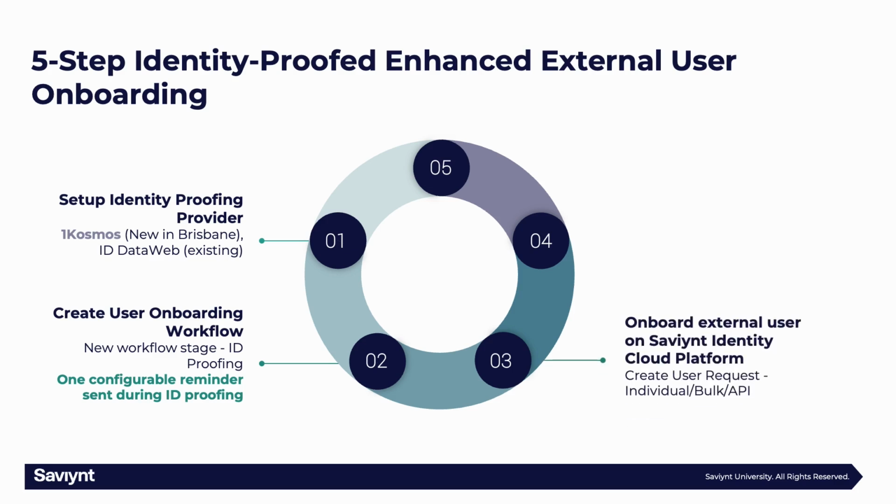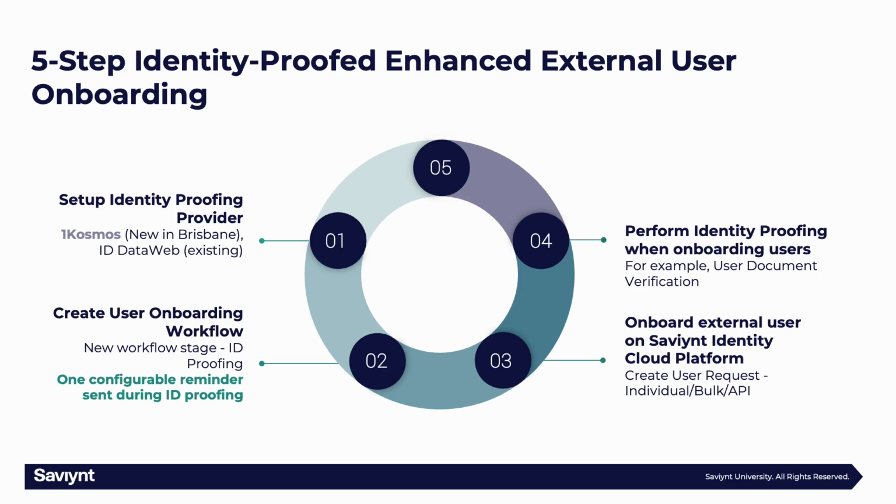In the third step, you onboard the external user on the Saviynt Identity Cloud platform. You can onboard users via the Create User Request option, whether individually, in bulk, or via API. During this stage, the system will automatically send one reminder during the ID proofing process, which can be configured within the workflow.